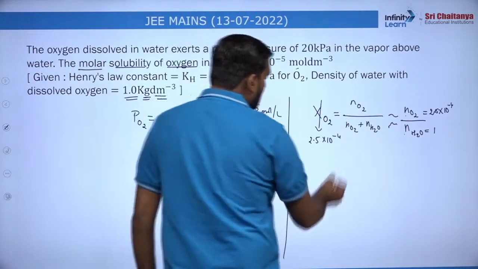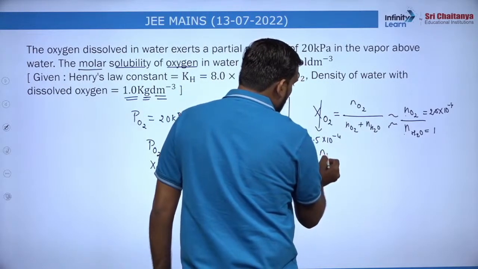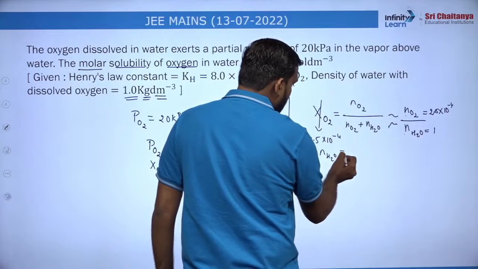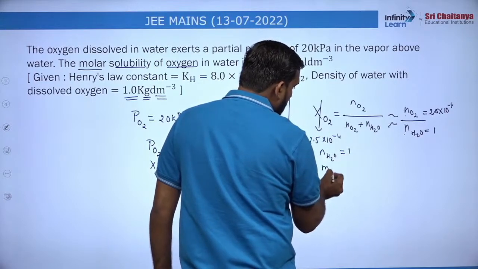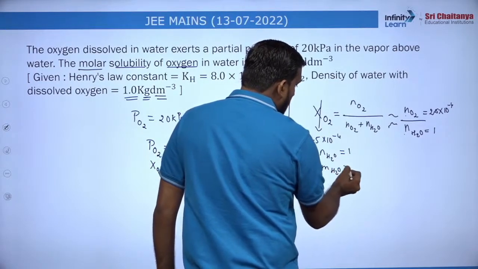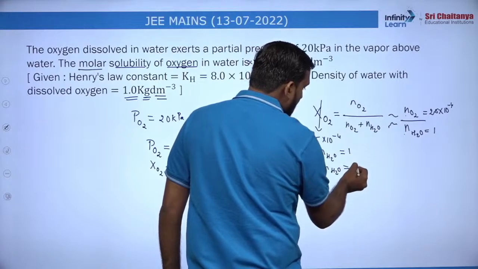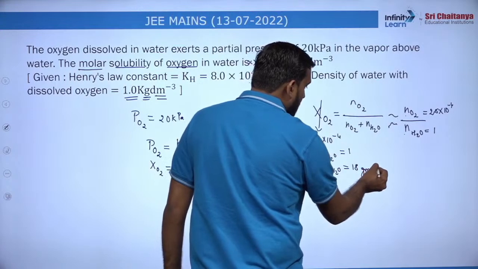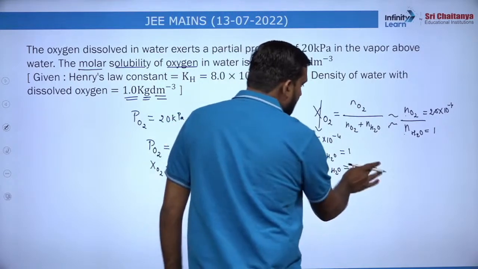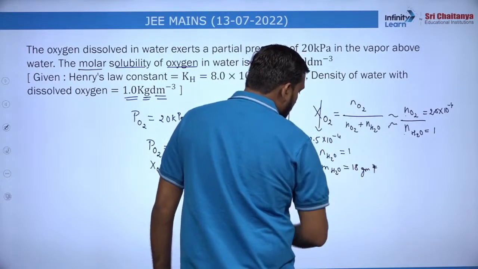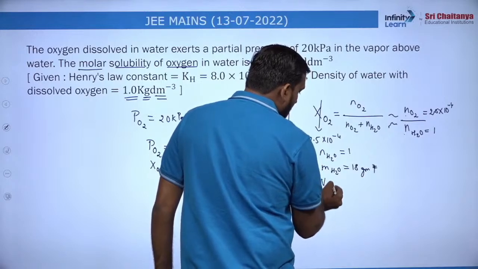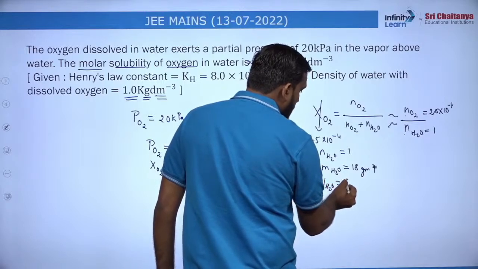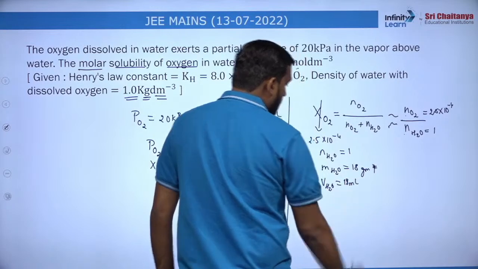So from here, I can say that if the moles of water is 1, the mass of water will be moles into molecular mass, that is 18. So it is basically 18 gram. From here, if the density is 1, I can say that the volume of water will be 18 ml.